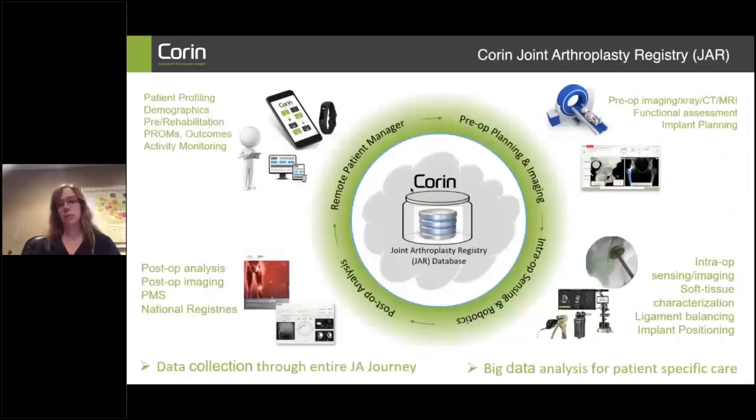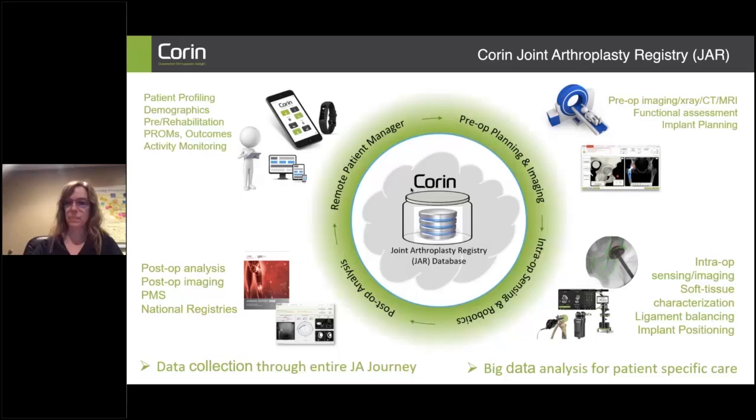The nice thing that we have now is that Corin and OMNI have joined forces. We have access to the Corin Joint Arthroplasty Registry. We have not just national patients, but we have international data to compare. And what we have seen using the Corin Joint Arthroplasty Registry raises some questions.